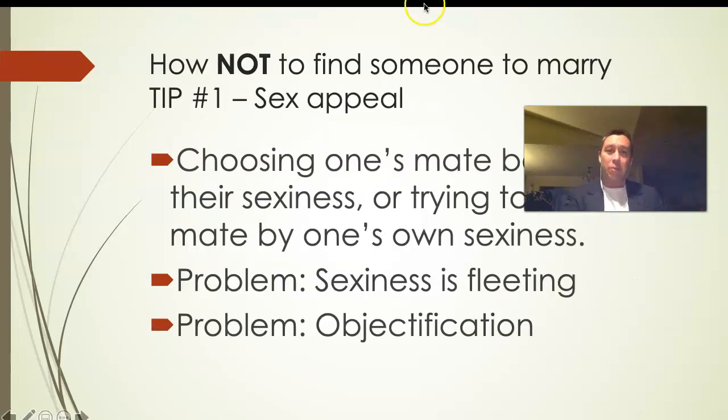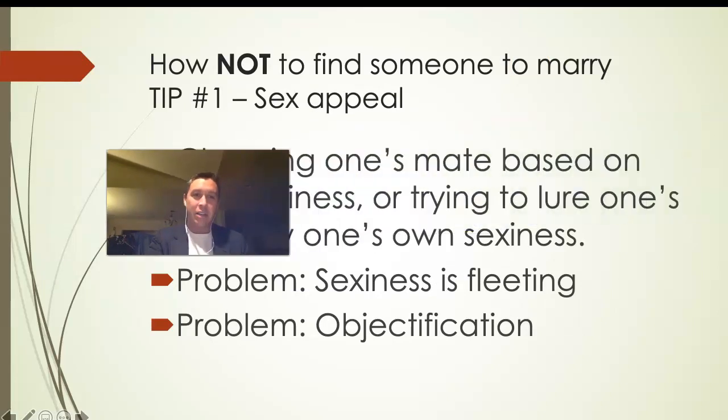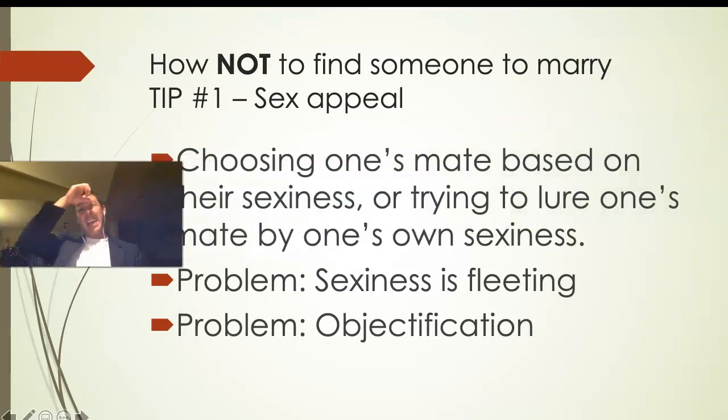The way that we're going to approach this in class is we're going to go by negatives. We're going to say how not to find someone to marry. So tip number one, do not find a future spouse based on sex appeal. Meaning choosing a spouse based on their sexiness or trying to get yourself a spouse based on your own sexiness.